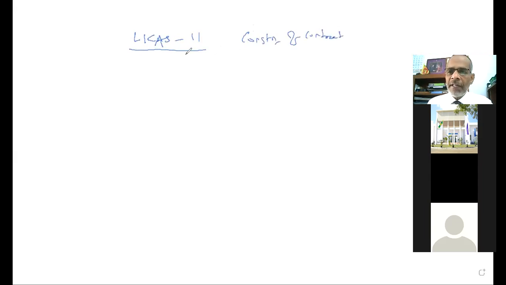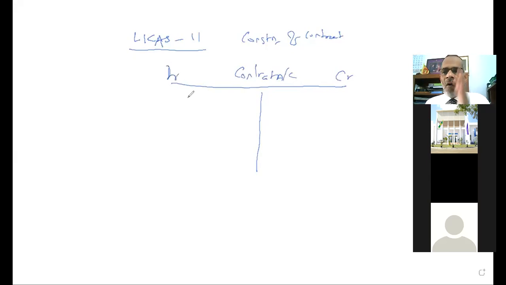We know the meaning of the contract. I will explain how to prepare it. We will open one account. The name is contract account. There will be the credit side and also the debit side. You have plenty of expenditure. I don't want to write it all, but there are two types: direct expenditure and indirect expenditure. All the expenditure you can record.